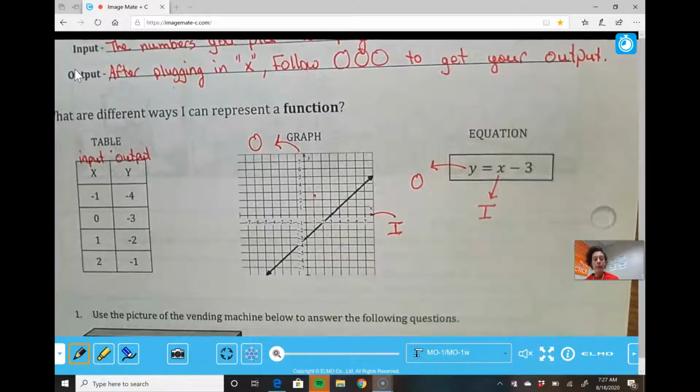So input, output, and function. And we're going to talk more about a function and what function notation, that's another vocab word, is coming out. So what we're going to focus on right now is just input and output.